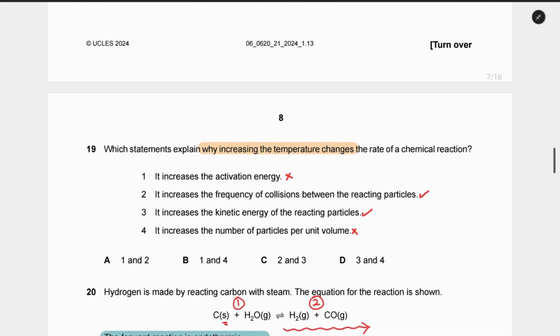Next question. Which statements explain why increasing the temperature changes the rate of chemical reaction? Option 1, it increases the activation energy. No. It increases the frequency of collision between the reacting particles. Yes, because of course when increasing the temperature, the collisions become more frequent. It increases the kinetic energy of the reacting particles. Yes. It increases the number of particles per unit volume. It actually doesn't relate to the per unit volume. So the correct answer is second and third, and the option is given as C.